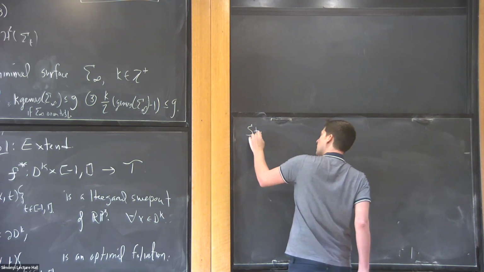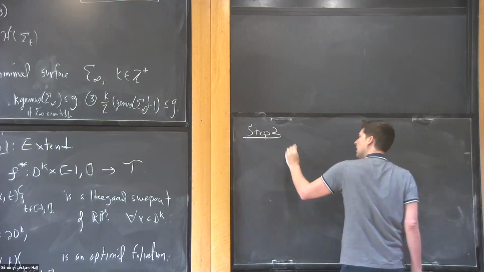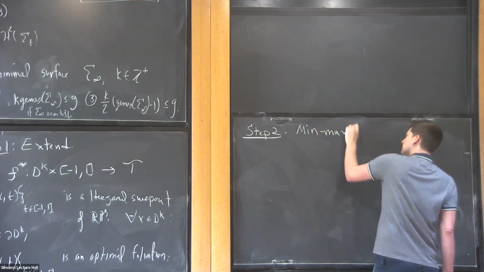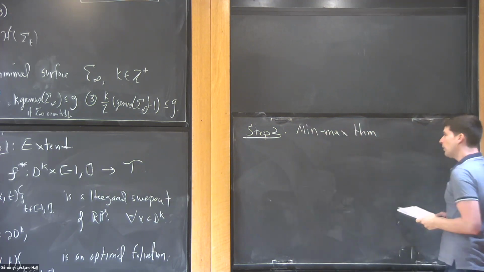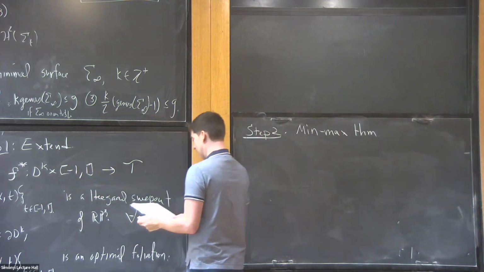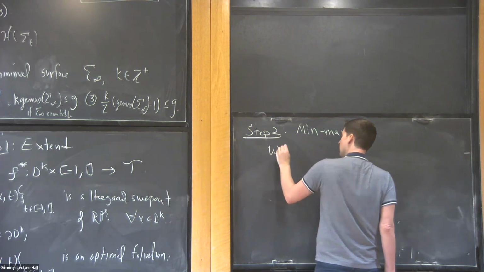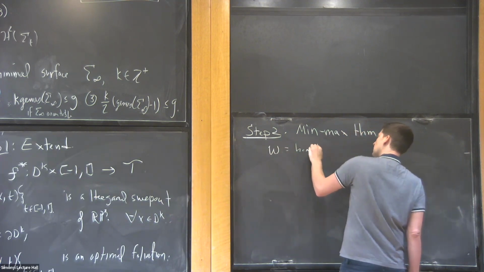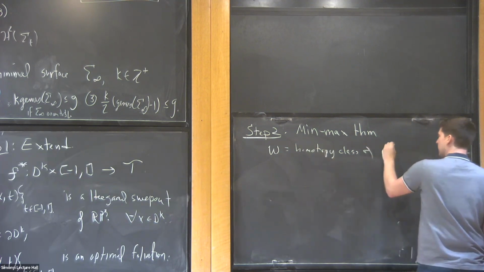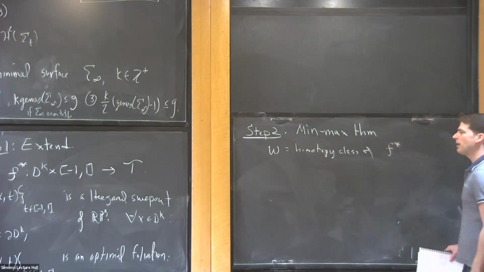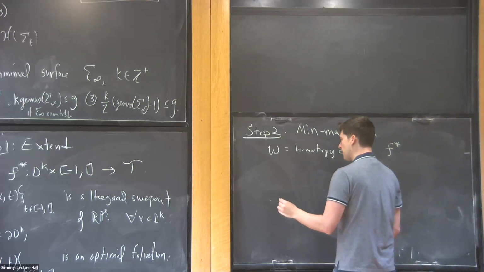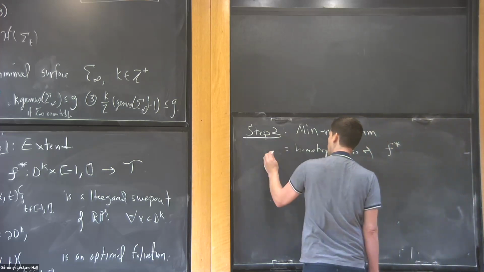Okay, the second step, step 2, is the min-max theorem. So we have this family, right? And we look at the homotopy class of this family. So let omega be the homotopy class of this family, this sweep out F star. And we want to know what the width of it is. So let's call it pi.